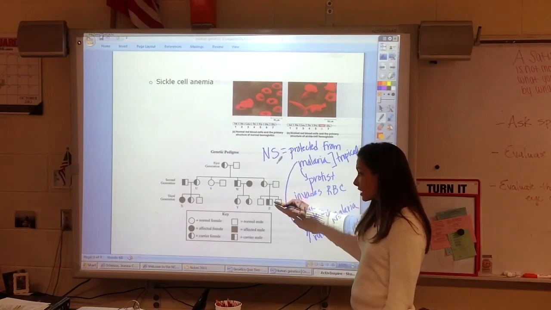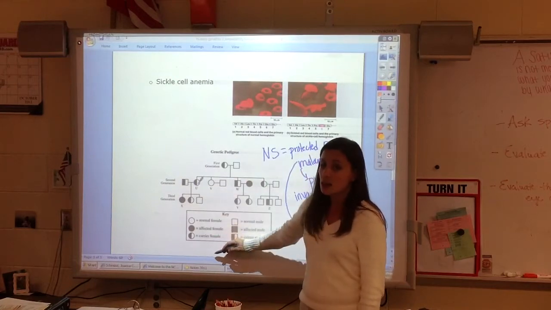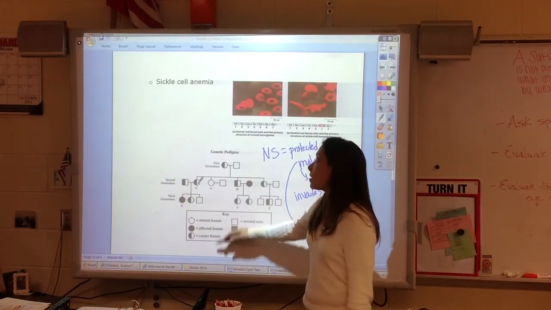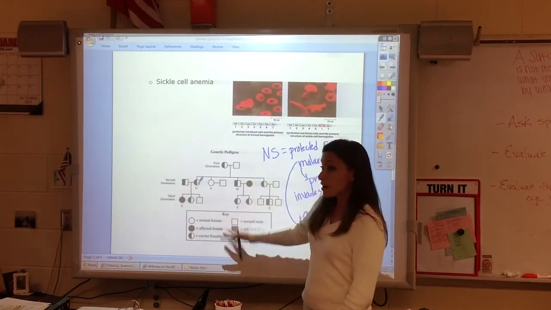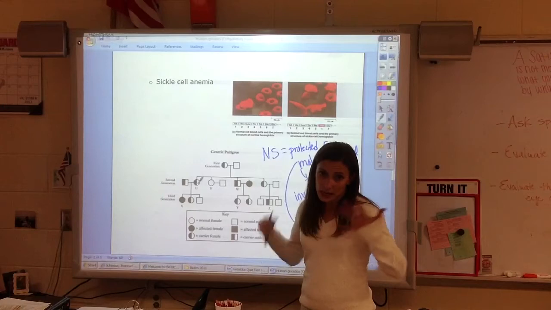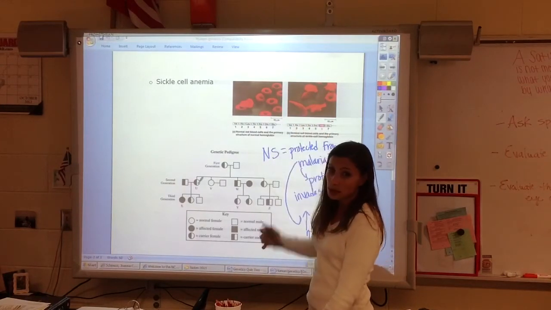Here's a pedigree, and so they're actually going ahead and showing you who is heterozygous. Here they're calling it a carrier. It's a little tricky. It is co-dominant, but they call it a carrier because I don't see it in your physical body. I can see it when I look at your blood example, but I can't see it in your body.